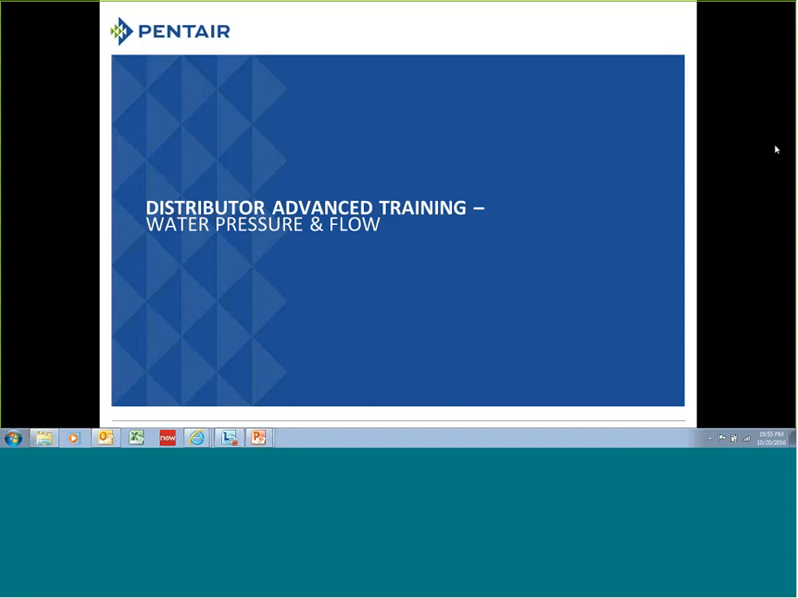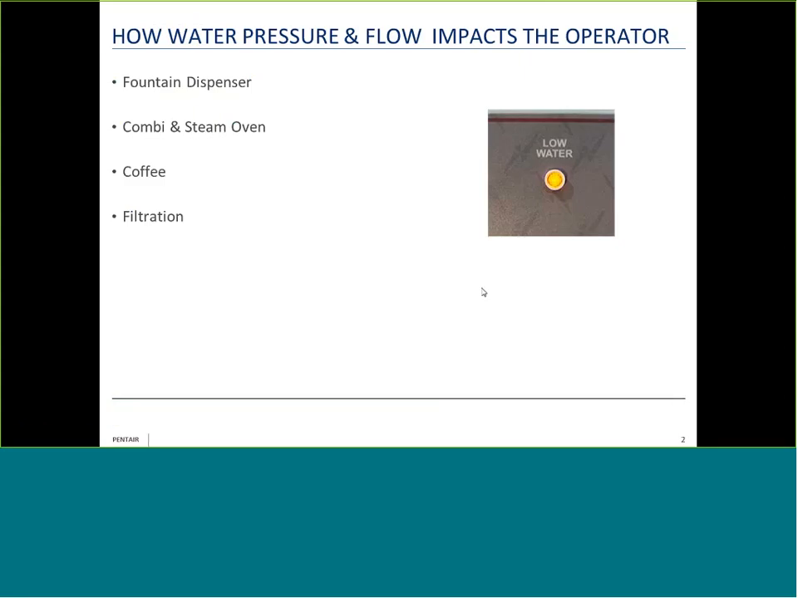Now, how water pressure and flow impacts the operator. Low flow and sudden pressure drops can cause low water error indicators on combi and steam cooking equipment and coffee equipment. But it also has a profound effect on fountain dispensing, on its Brix ratio, the ratio of water to syrup, and the quality of that beverage being dispensed to the cup.